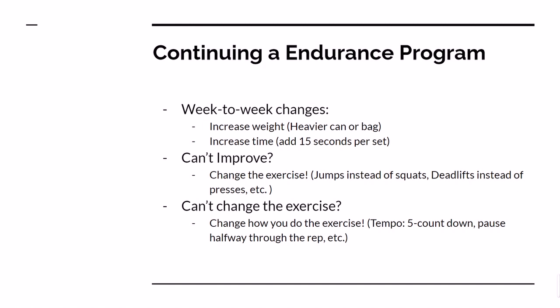And then if you can't change the exercise, you can change how you do the exercise. So if you're doing an air squat, you can do a 5 count down. So you do 1, 2, 3, 4, 5. Or you can pause halfway through the reps. So you can pause halfway down, go do the full squat, and then you can pause halfway up as well.